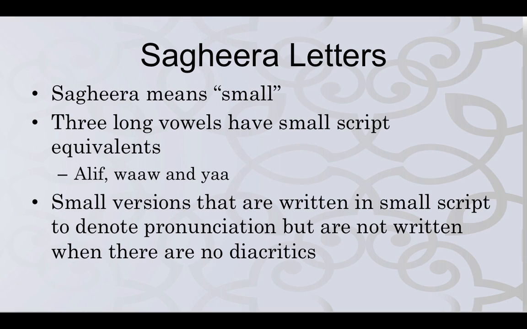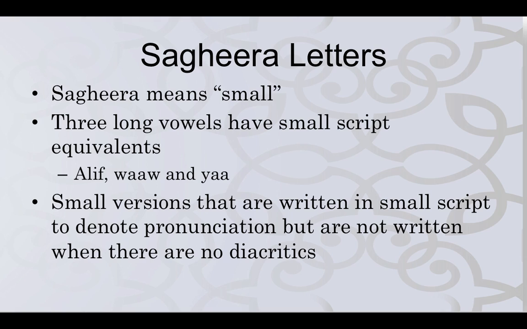And these small versions that are written in small script, they denote pronunciation. So if you find a little Waaw Sagheera or a Ya Sagheera or an Alif Sagheera, it lets you know that you're supposed to pronounce it like a Waaw or an Alif or a Ya, basically with two movements. That's what it denotes. But when the Arabic is written without diacritics, then these are not written. So the classic example is the name Dawood.